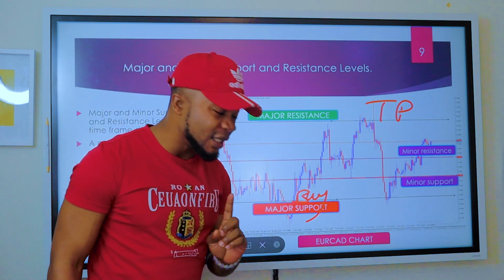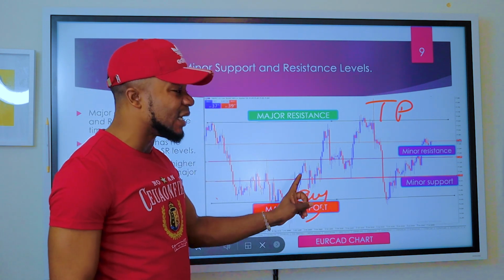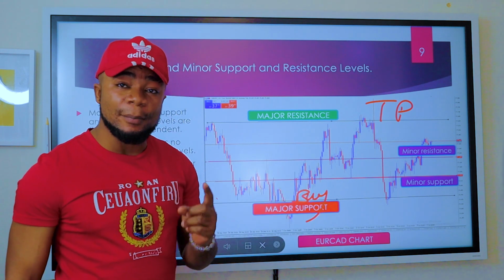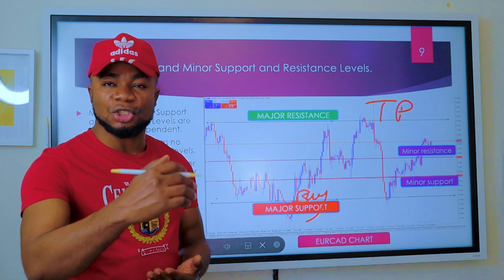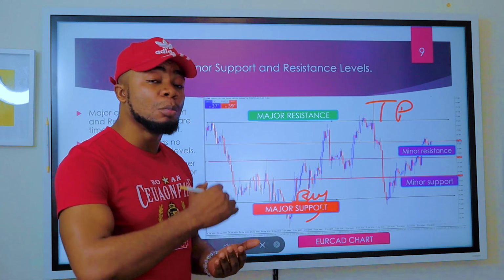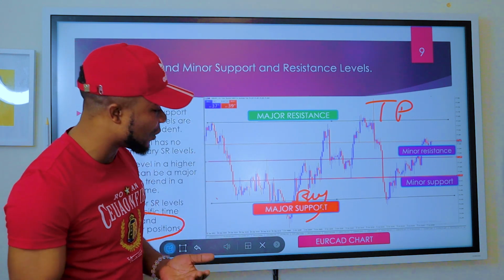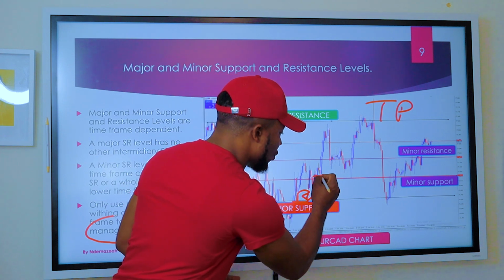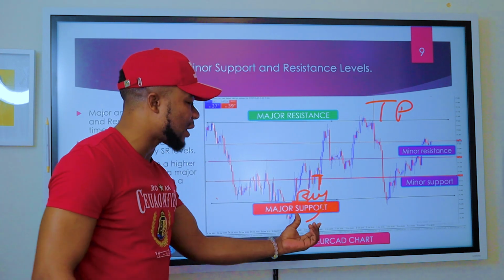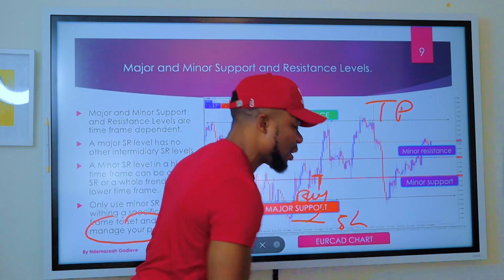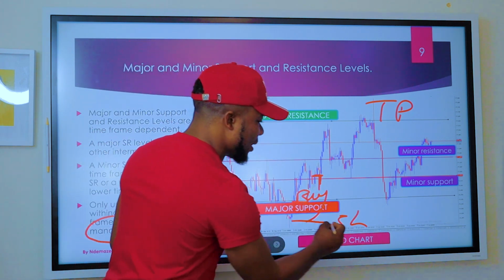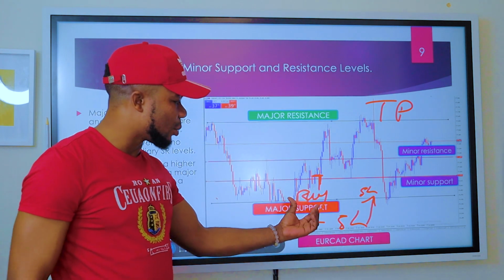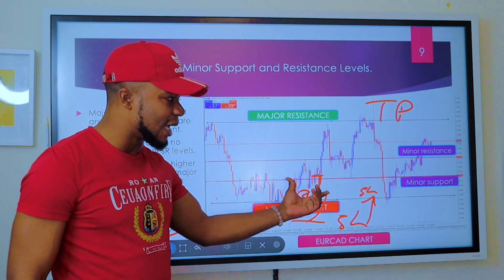So what you have to do is, if the market is heading to the next minor support or the next minor resistance, once the market gets to that particular level, you need to be able to move your stop loss up. For example, if I buy here and the market gets to this particular minor support, remember your stop loss will be somewhere here. Immediately the market gets here, I'll take my stop loss from here to here. I'll put my stop loss at break even.